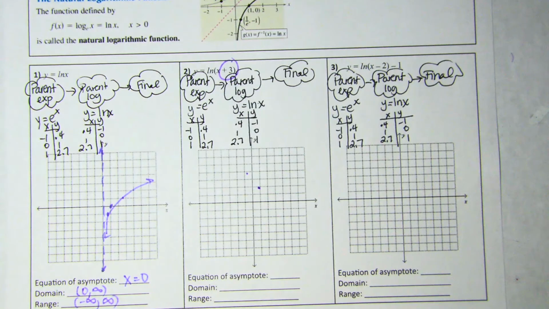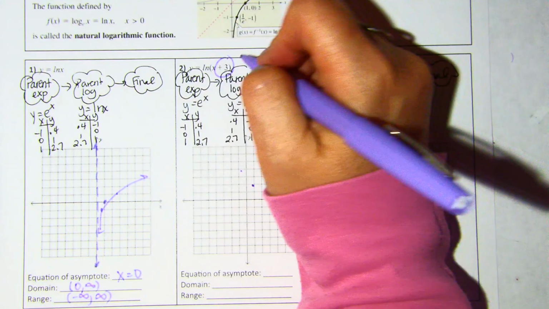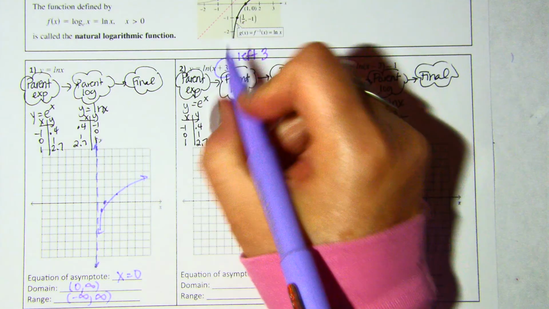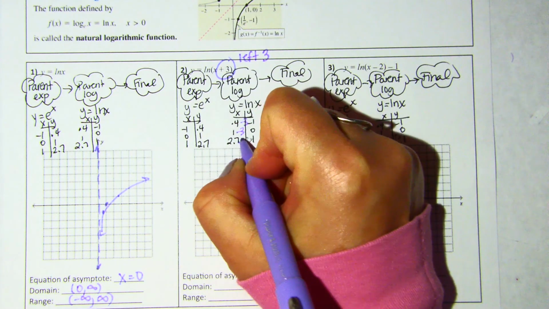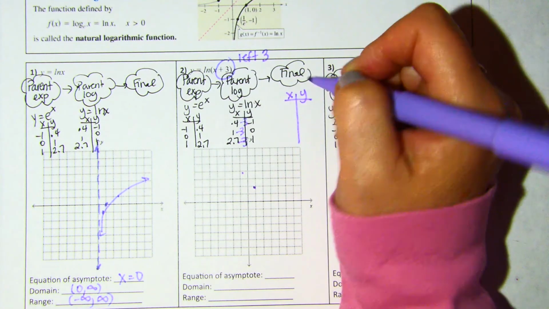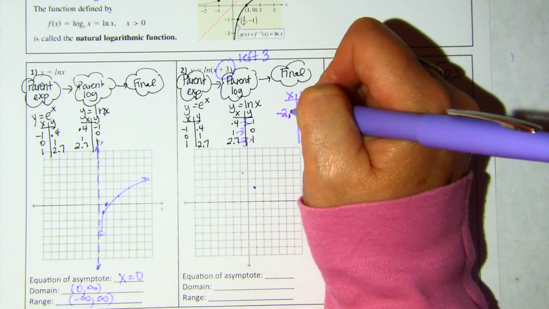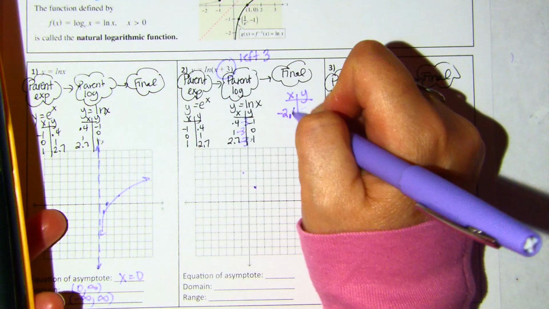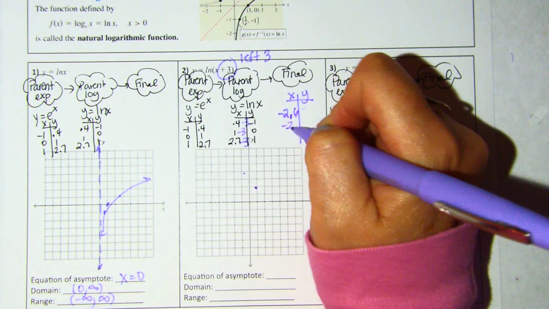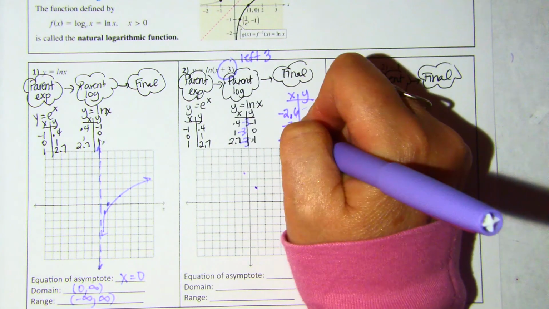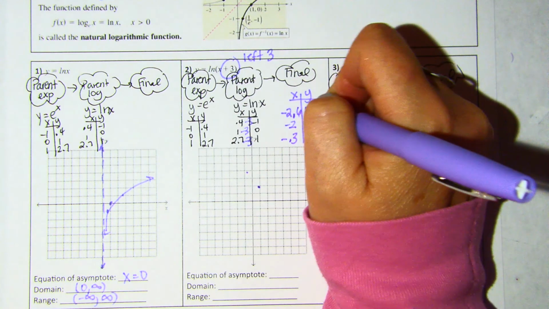This one has a +3 inside the parentheses. So that means it goes to the left 3. So I have to minus 3 from the x coordinates. So 0.4 minus 3 is negative 2 point something, 2.6. Like I said, it's usually late when I'm doing these. All right. 1 minus 3 is a negative 2. And then 2.7 minus 3 is negative 0.3. All right. And then these guys stay exactly the same.